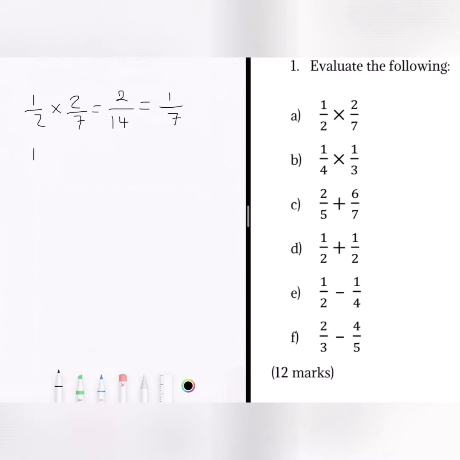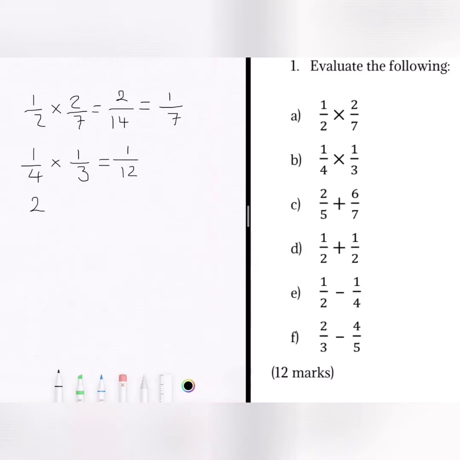Okay, so the second one, a quarter times by a third. Again, top by the top, so 1 times 1, which is 1, and then 4 times 3, which is 12. That can't be simplified any more, so that's in its simplified form.